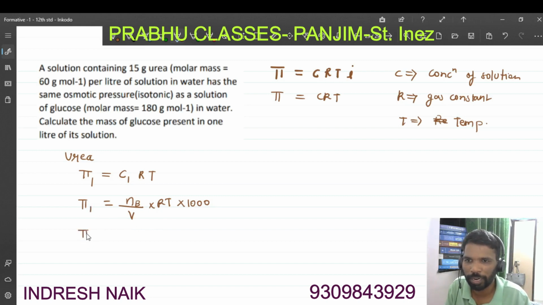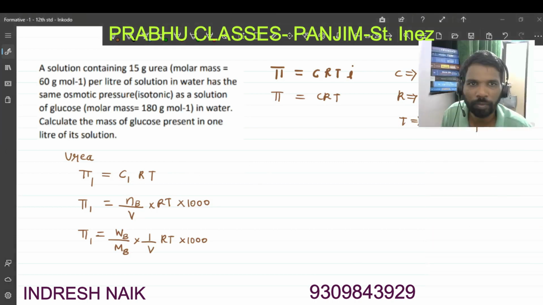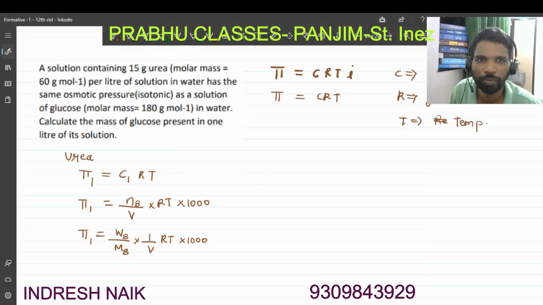So I will write this pi 1, number of moles of solute written as WB upon MB, into 1 by V RT into 1000. First we'll form two equations, and then we'll decide. I'll take this on the top, this window.